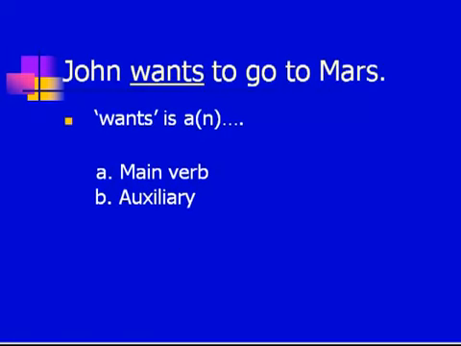John wants to go to Mars. What's that? Well, you can't say wants John to go to Mars, or John wants to go to Mars, wasn't he, or something, or John wasn't to go to Mars. None of that works, so that shows us that wants is a main verb. You would have to say, does John want to go to Mars?